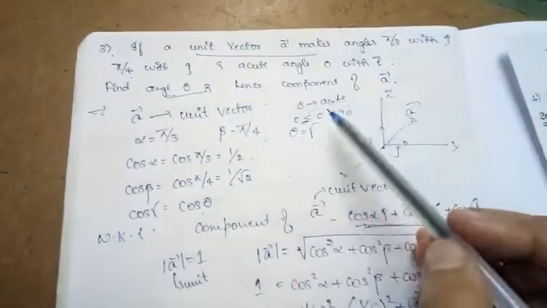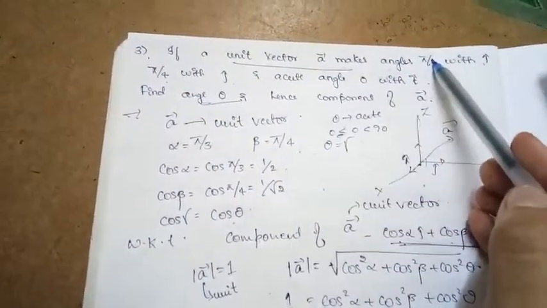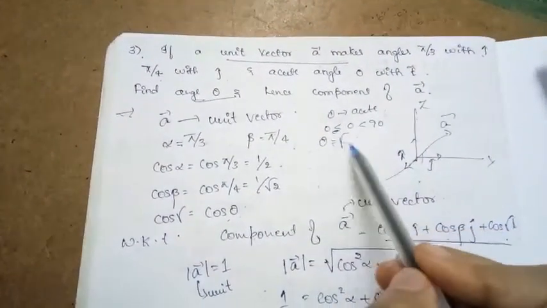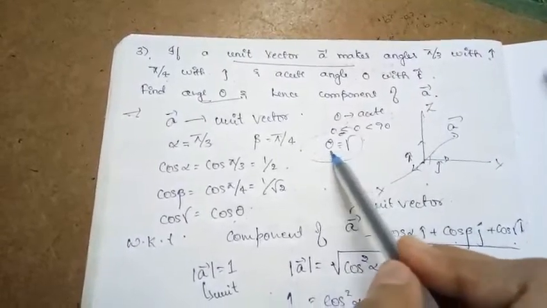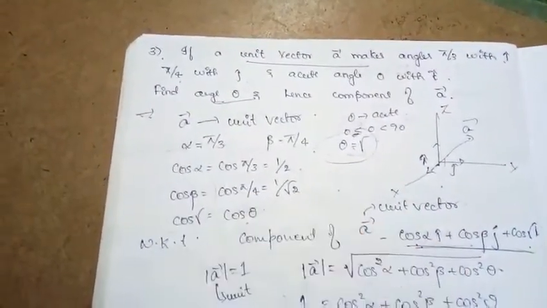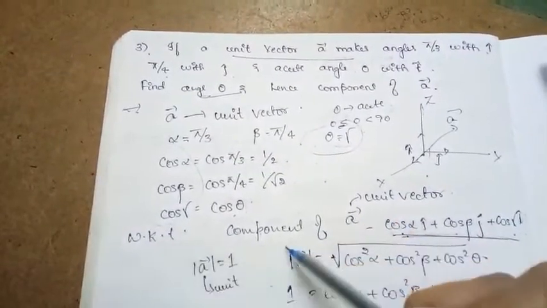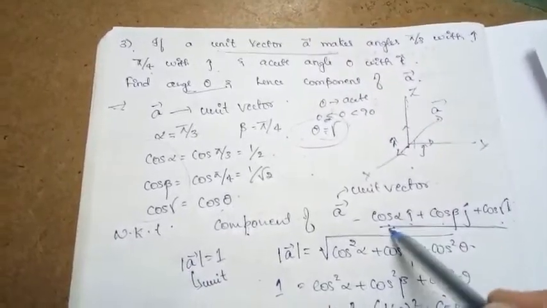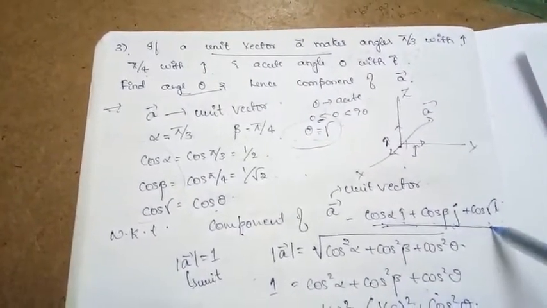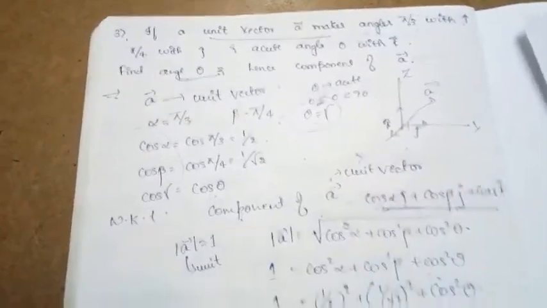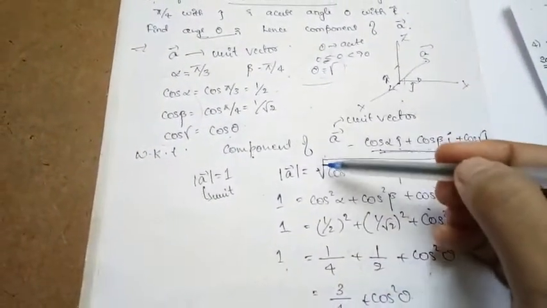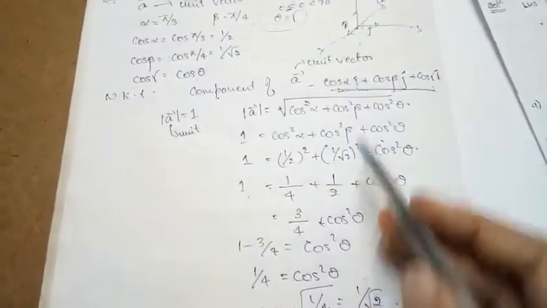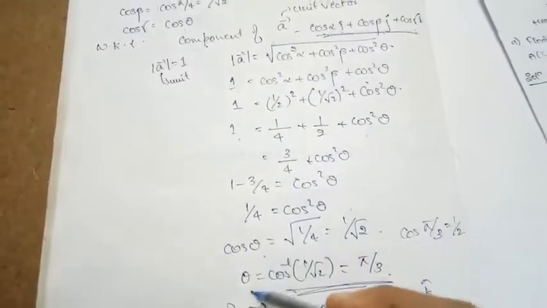I'll briefly go through it once again. Here they have given us the respective angles alpha and beta, and we need to find this theta angle, which is the gamma angle. First we take the cosines of the given angles, and we already know the relation between the component of the unit vector and the cosines: cos alpha i cap, cos beta j cap, cos gamma k cap. It is the component of the unit vector. Then we find the magnitude of the unit vector and solve the left-hand side and right-hand side simultaneously. By solving that, we get the angle theta.